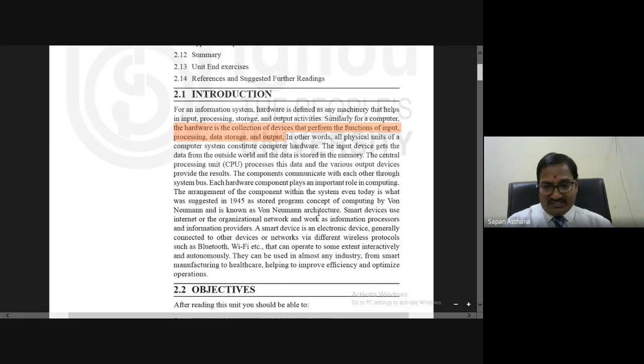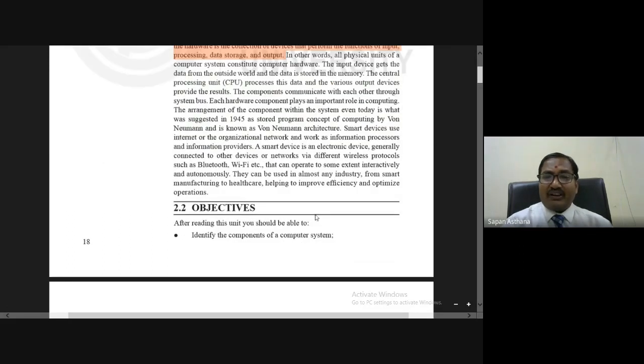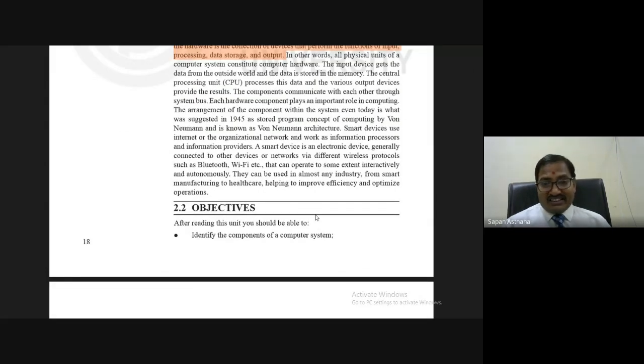ये आप इसको देख सकते हैं. Important है. The smart devices use internet or the organizational network and work as information processors and information providers. Okay, this is very important. What are the smart devices like internet?